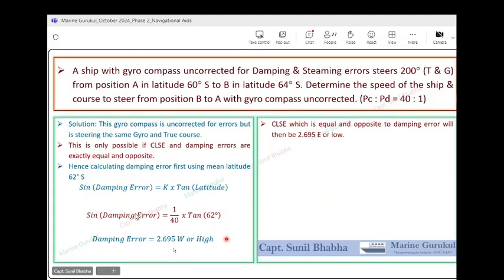Okay, sir, one more doubt. Go ahead. Even if you have taken 60° or 64°, not taking the mean, the damping error and the steaming error, CLSE, will be opposite in that case also, right? Same, it will cancel out, for 60° also and 64° also. Yeah, that's correct. But the answer will be slightly wrong. Means if we had taken 60° or suppose 64°, then also we can get the speed, na, sir?